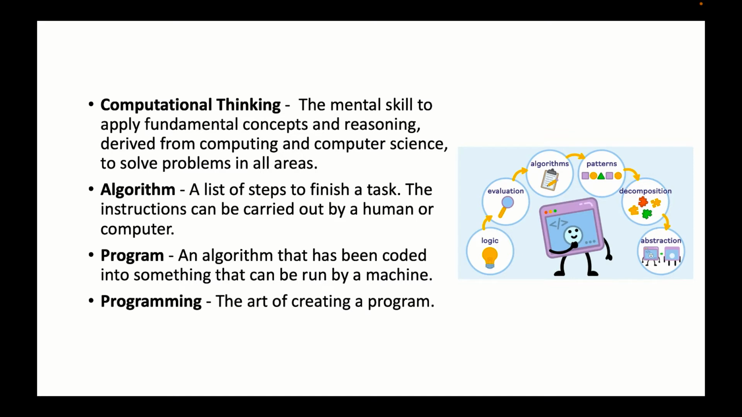Algorithm, a list of steps to finish a task. The steps or instructions can be carried out by a human or computer. Program, an algorithm that has been coded into something that can be run by a machine. When your students work on unplugged activities, the activities that are used to teach coding without computers, they will create a list of steps to solve a problem. This list of steps can be called an algorithm, but they are not a program. Programming, the art of creating a program.